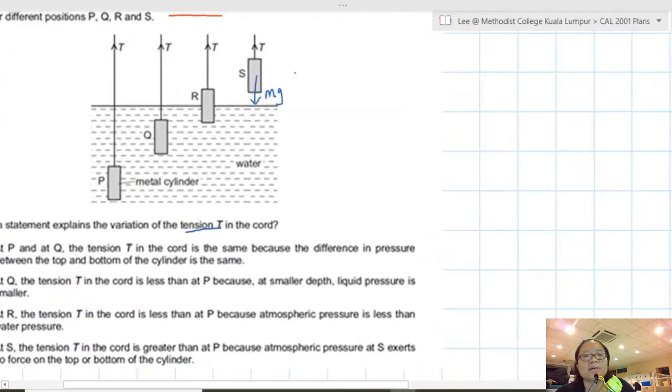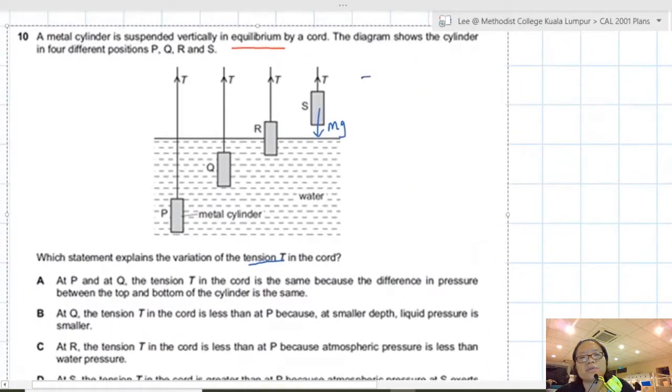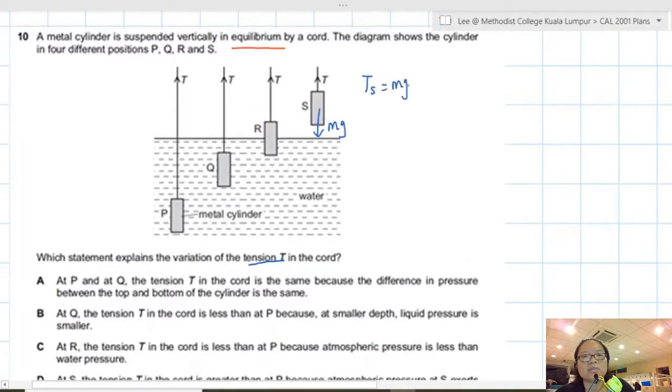So to compare this, you can see generally when at this position, T at S will be equal to mg because there's no buoyant force, not yet submerged. R is partially submerged. So TR plus the buoyant force will work together to support mg. So TR is less than TS, logically. TP plus a new buoyant force.